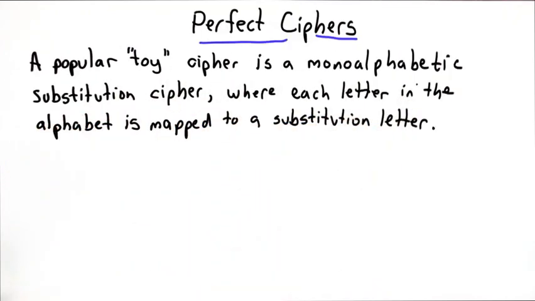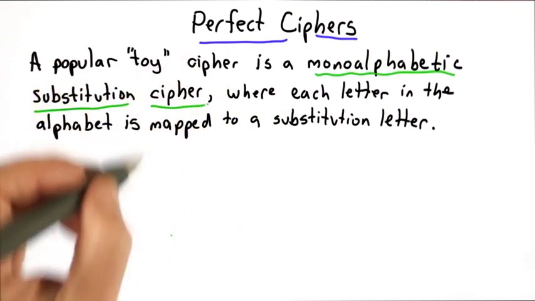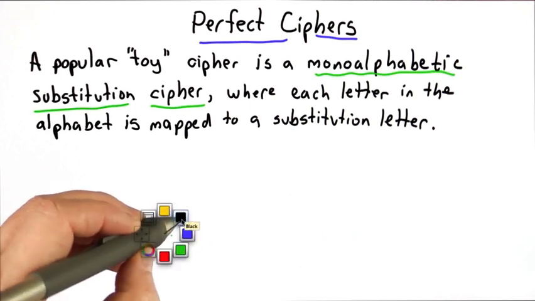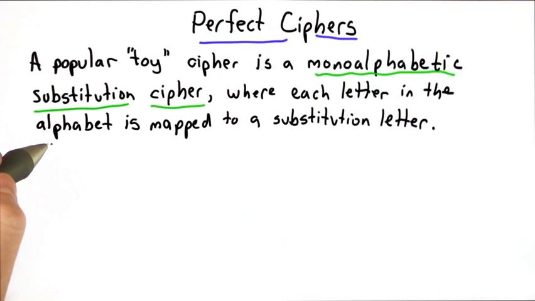So a popular toy cipher is a monoalphabetic substitution cipher, where each letter in the alphabet is mapped to some substitution letter. This could be the same letter, could be any other letter in the alphabet. And decryption is done by the reverse mapping. So we provided Python code to make this more specific, what a monoalphabetic substitution cipher does.